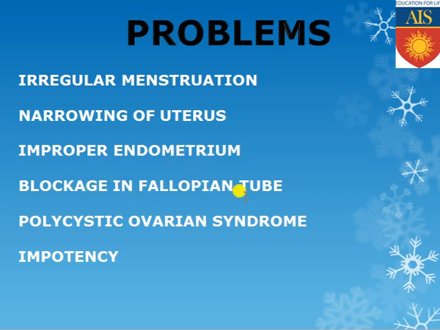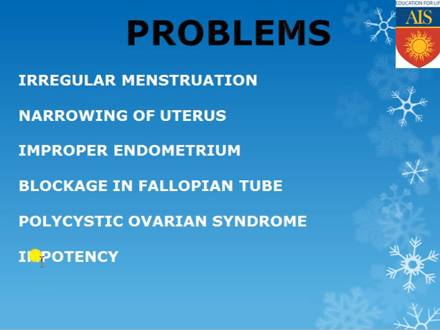Blockage in fallopian tube, that is the fourth problem. If it is found that in the fallopian tube of the female there is any kind of blockage, the sperm and ovum can't come together for fertilization due to the presence of that blockage, and obviously the newborn baby will not take birth. There is no growth of the fetus. Polycystic ovarian syndrome is also a very common problem nowadays, where multiple cysts are produced in the ovary, and due to the formation of multiple cysts, those females are incapable of producing a newborn baby.